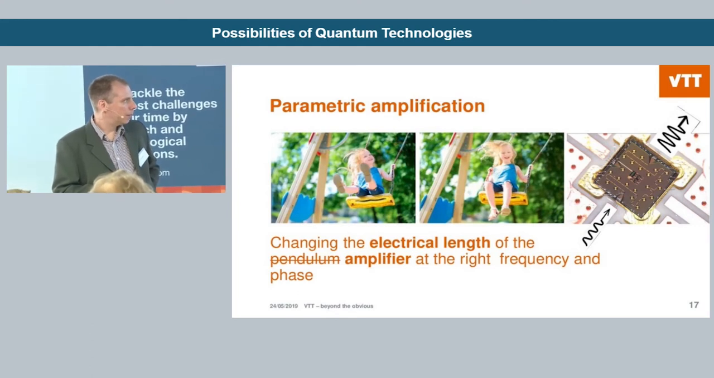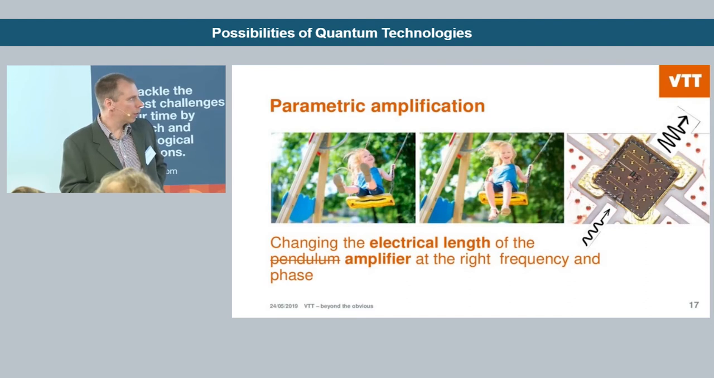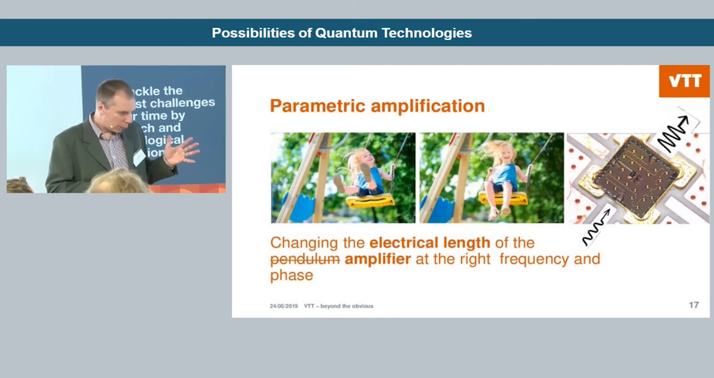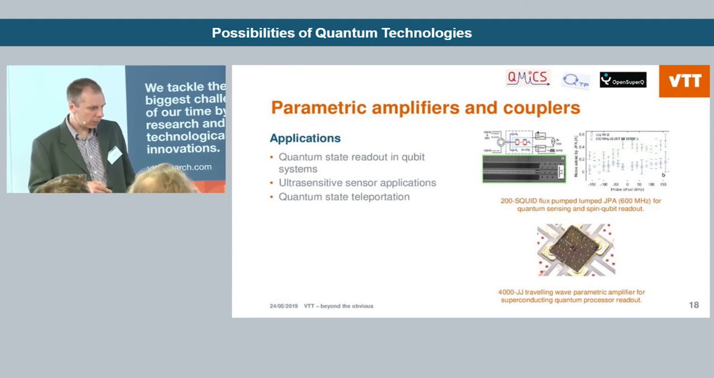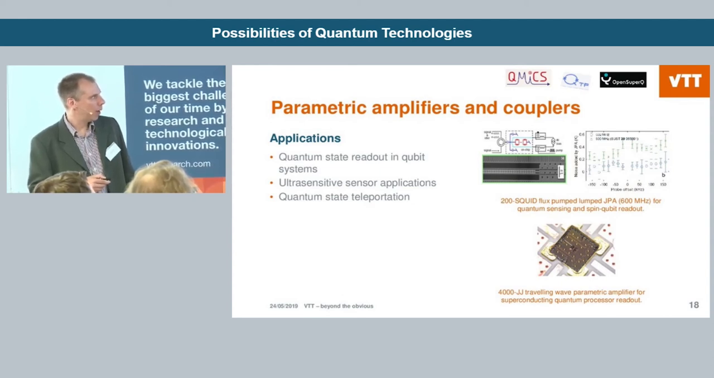For the readout of the qubit set, for example, you need to amplify it before sending the data to room temperature for processing. In this case, here you see a microwave transmission line. We don't change the physical length of it, but through the non-linearity in Josephson junctions we pump the effective wavelength of the microwave propagating in that line, and by that same effect we get more power out than what went in. And this is the best known way of doing the readout of a qubit state. These parametric amplifiers and couplers we are involved in doing in national and European projects.